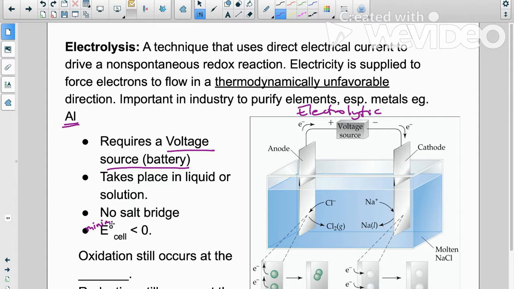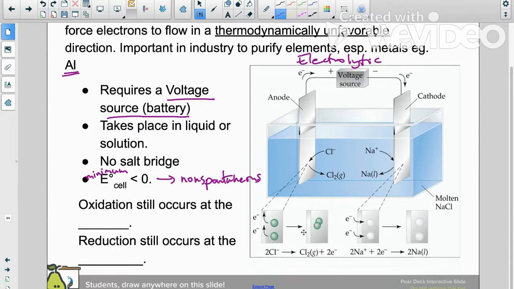But the minimum, we can make an estimate of the minimum voltage required to drive this. So the minimum voltage source that we need to supply, that is always going to be less than 0 because, right, we are driving a non-spontaneous, unfavorable reaction. Okay, but just like the voltaic cell, oxidation still occurs at the anode and reduction still occurs at the cathode.